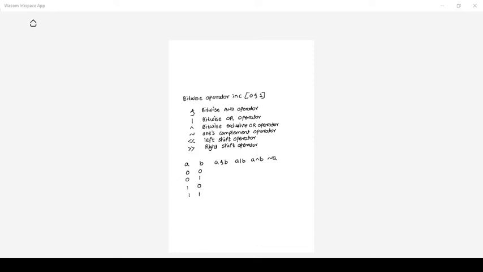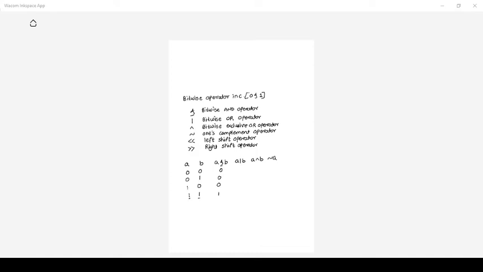For the bitwise AND operator, it is denoted by the single ampersand sign, and the two operands are on both sides of it. If the corresponding bits of both operands are 1, then the output of bitwise AND will be 1. Otherwise the output is 0. So this is the bitwise AND operation.